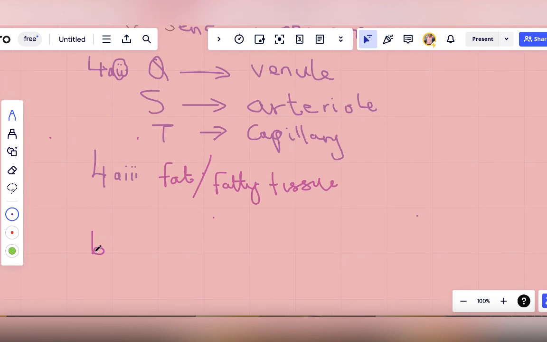So for 4B, say the flow remains constant and then later increases.